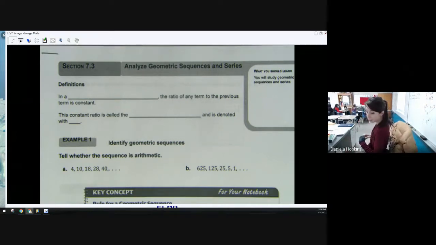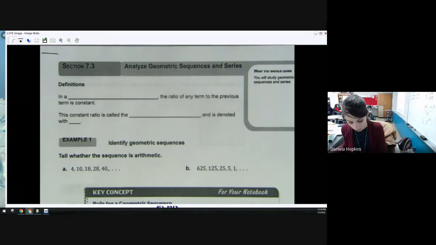So today we're going to be verifying geometric sequences, just like we did with the arithmetic sequences, just saying if it is or not. And then we're also going to be finding the rules given different things. So let's do some definitions to start.